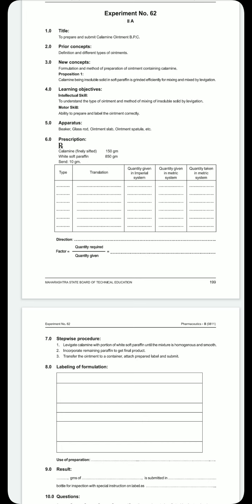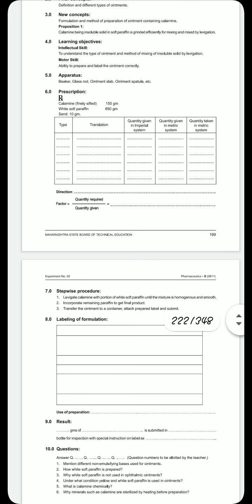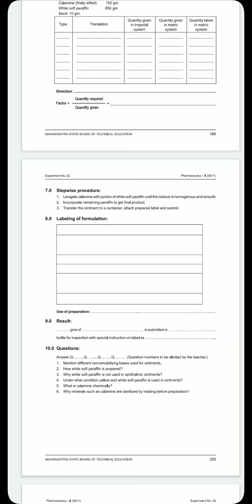In this experiment, we need the apparatus: a beaker, glass rod, ointment slab, ointment spatula. The ingredients we need are calamine and white soft paraffin. Calamine relieves pain, and in this experiment we use white soft paraffin as a base, and its role is as an emollient.